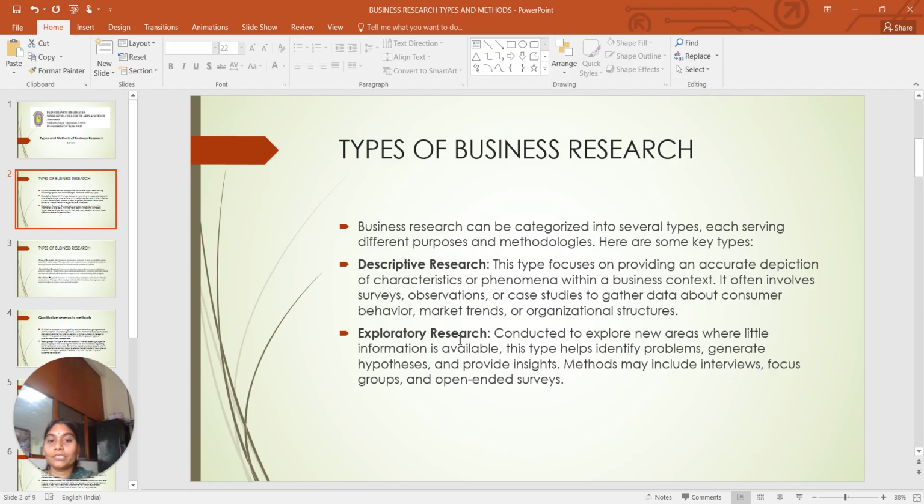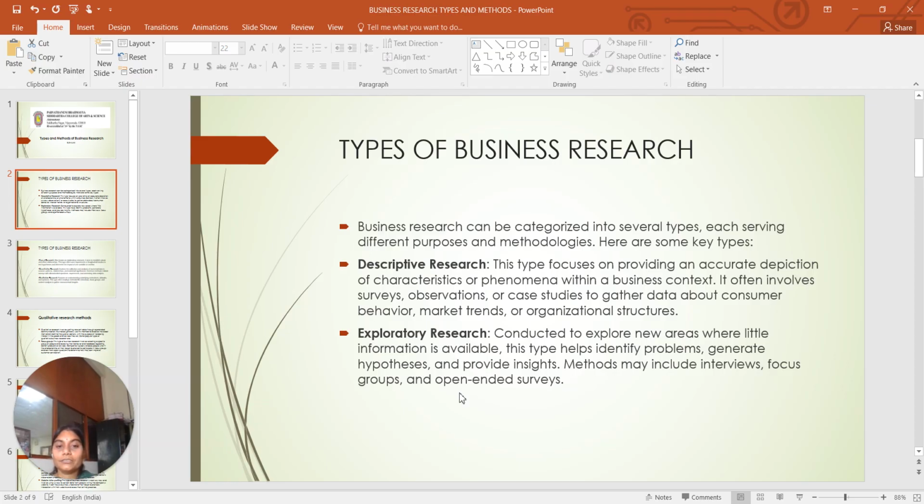One is descriptive research. This type is focused on providing an accurate description of the characteristics or phenomena within a business context, and it often involves surveys, observations or case studies to gather data about consumer behavior, market trends or organizational structures.